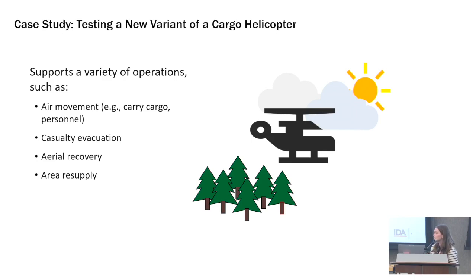For the purposes of this presentation today, we're going to talk about a case study, which is testing a new variant of a cargo helicopter. This cargo helicopter, for the purpose of this example, supports a variety of operations such as air movement, casualty evacuation, aerial recovery, and area resupply. So it's really important that the system is reliable.